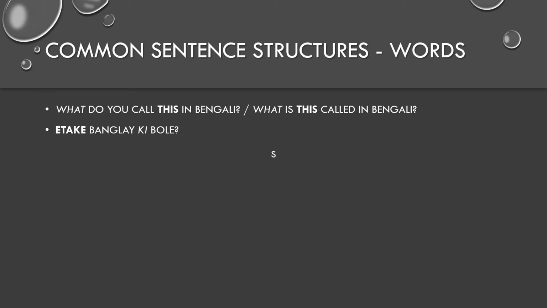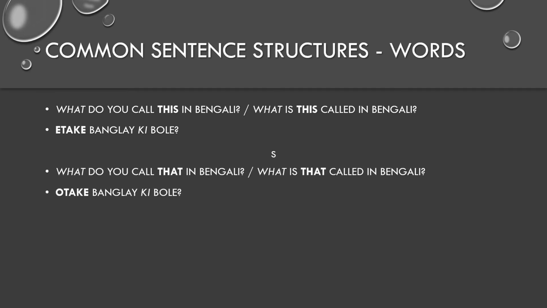But that's not the point when you're asking the sentence. You are not really interested in knowing what the other person calls this in Bengali. You just need to know the word for that particular object in Bengali. So a better mapping would be the passive sentence, which is the second sentence in the English. What is this called in Bengali? To the Bengali sentence, এটাকে বাংলায় কি বলে? So এটা is this, Bangla is in Bengali, ki is what, bole is called or to call, right? So এটাকে বাংলায় কি বলে?